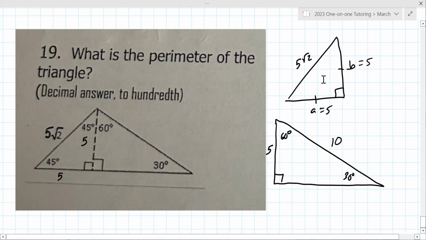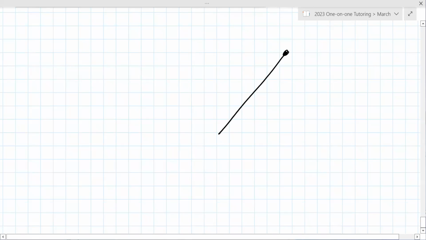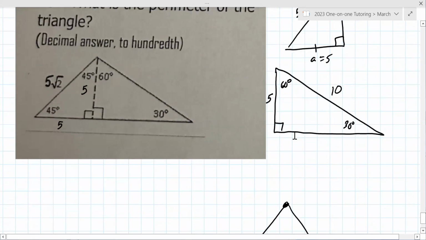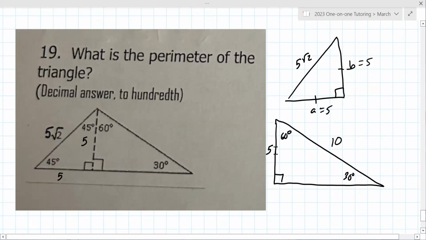You have two paths you're going down, right? Is it a 30, 60, 90? Is it a 45, 45, 90? And you have to have two separate thinkings. Okay, so again, back to this problem here.